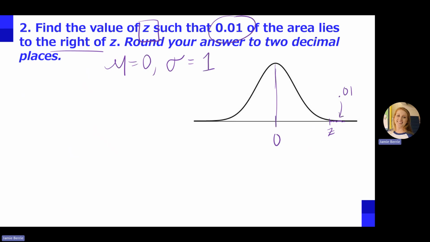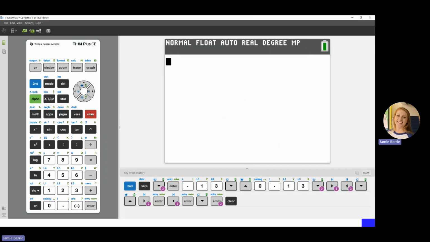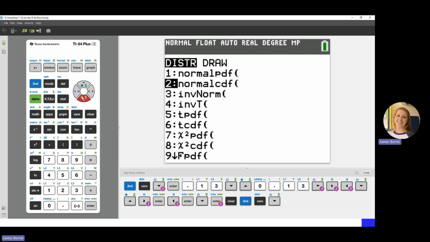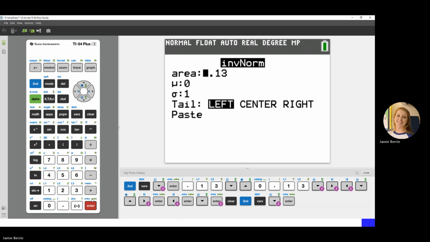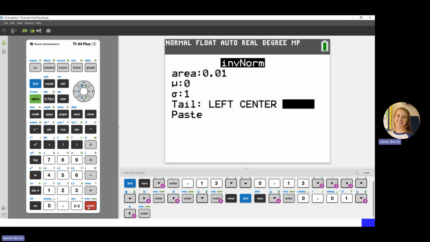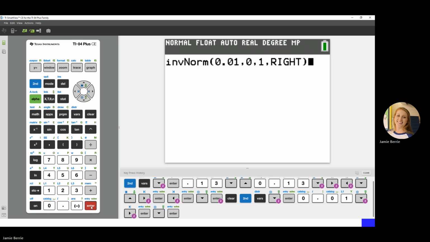All right, so let's go back to our calculator. Clear everything out. Always start with a clear screen. We're going to second vars, go down to inverse norm. This time our area was really tiny. It was 0.01. Mean was still 0, standard deviation was still 1, but this time we have the right tail shaded. Then hit enter, and then run it. And there we go. 2 decimal places would be 2.33.